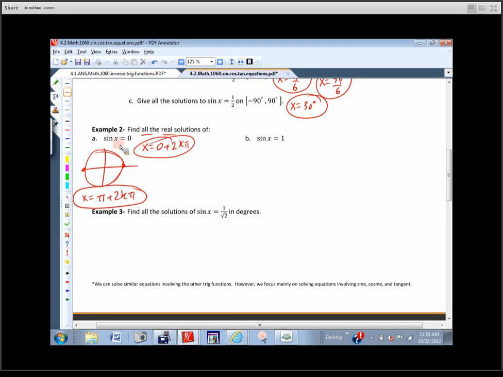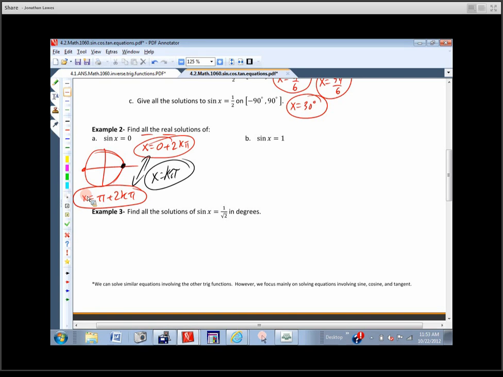Why not just say, hey, you know what? I'm going to start with this answer, and to get to my next one, I do pi units this way, another pi, another pi, another pi. So we could combine the two of these, and we could say x equals k pi. Because if you plugged in a 0, you get 0. If you plug in a 1, you get pi. If you plug in a 2, you get 2 pi. If you plug in a negative 1, you get negative pi, which lands on that point right there. Does that make sense?